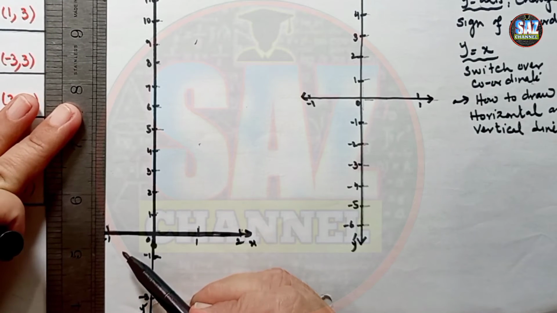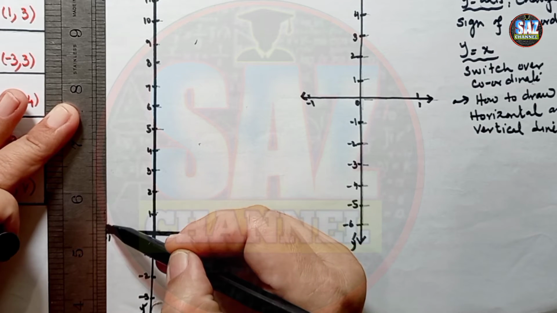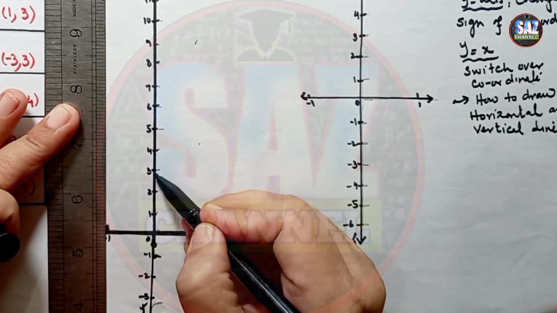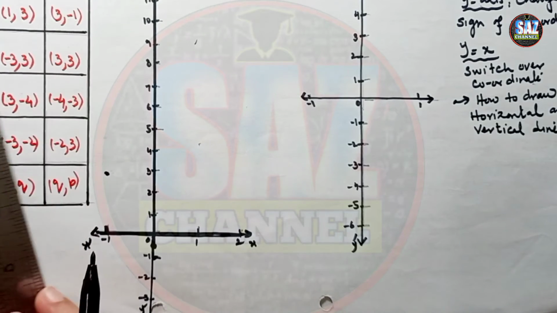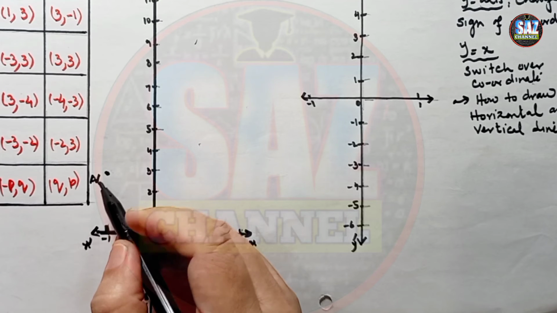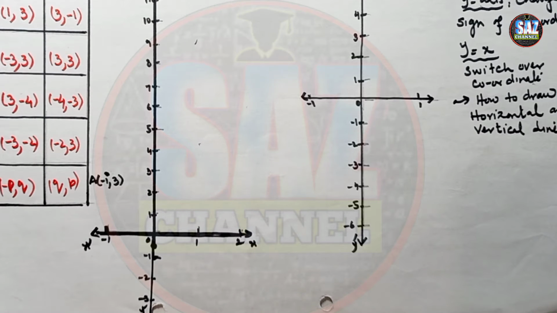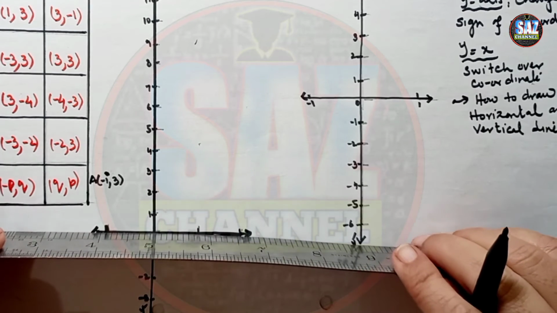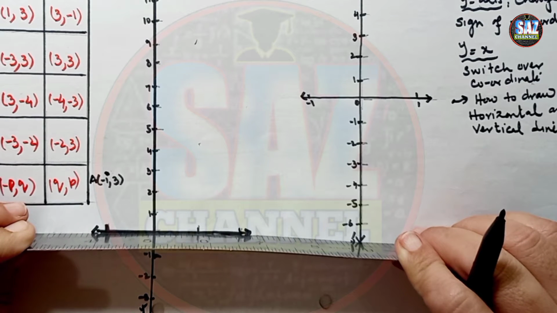This is the place, x equals minus 1, and then I have to move upward 3 units. This is the object A at (-1, 3), and then I have to reflect this object in the x-axis, which means the x-axis is the mirror line.